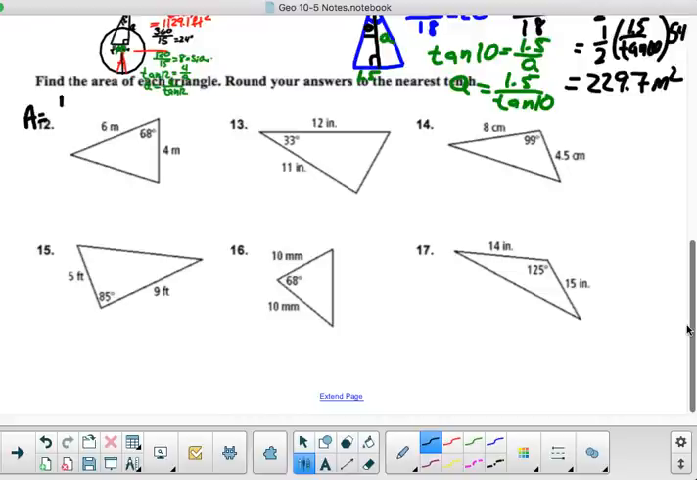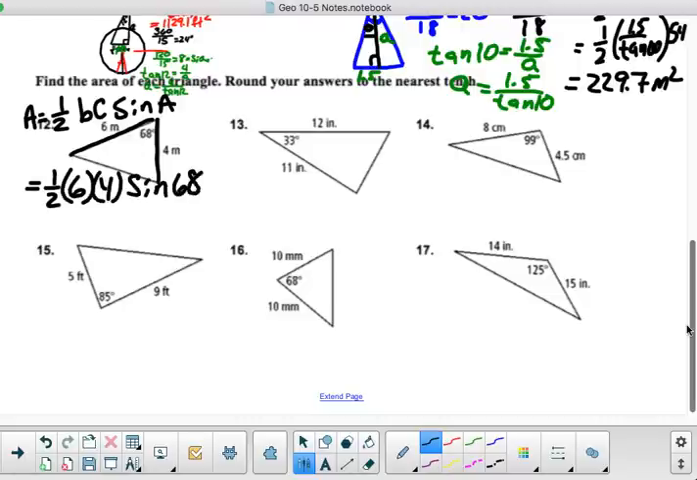Area of a triangle is 1/2 the two sides that make that triangle times the sine of the angle that those sides make. So the two sides, 6 and 4, make 68 degrees. So I have 1/2 of 6 times 4 times the sine of 68. When I put that in my calculator, I get 11.13 meters squared. And that's the area of that triangle.